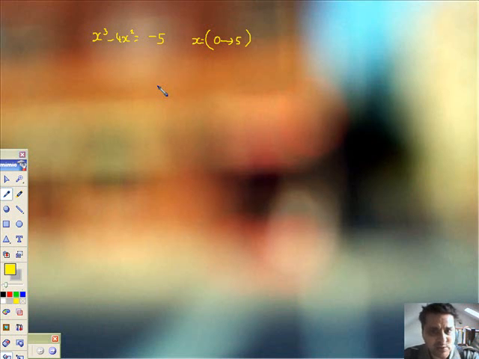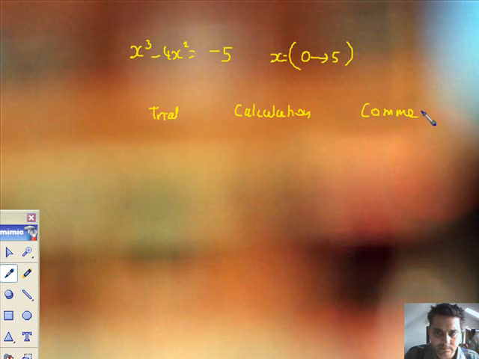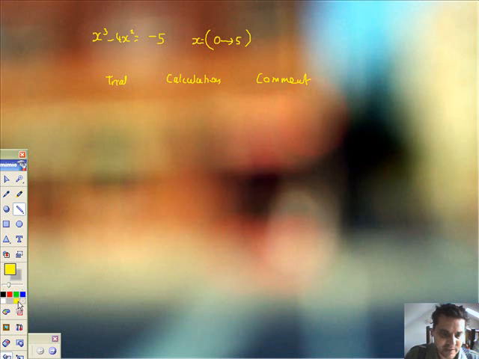Well, I've prepared this question because I don't want to make a mistake on the screen right now and keep messing up. So I know we've got 2 answers between 0 and 5. So what I did first of all was to actually write down trial, and then the calculation and the comment, just like before. Use this straight line facility, which is really good, like that.